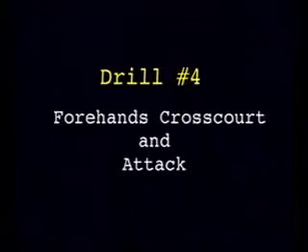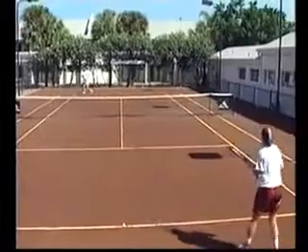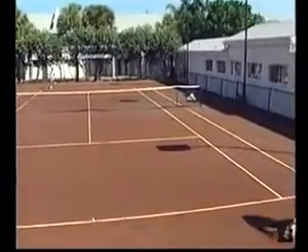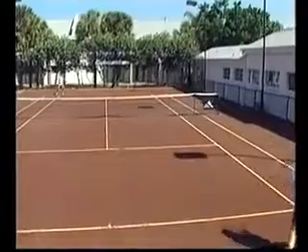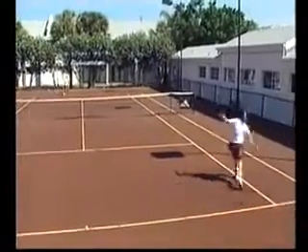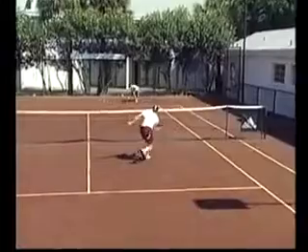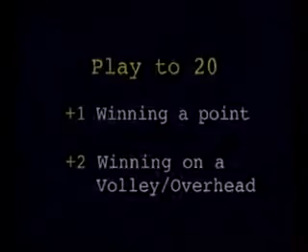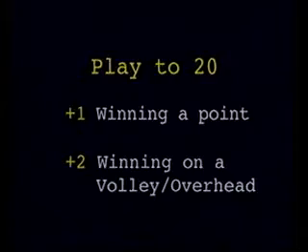Drill number 4, forehands cross court and attack. Now we add another dimension to the forehand cross court and recovery drill. The points begin in the same manner as drill number 2. Any opportunity a player has to attack net, they will be rewarded for doing so. This time, both players begin at 0 and play to 20, scoring +1 for winning the point and +2 for winning the point on a volley or an overhead.